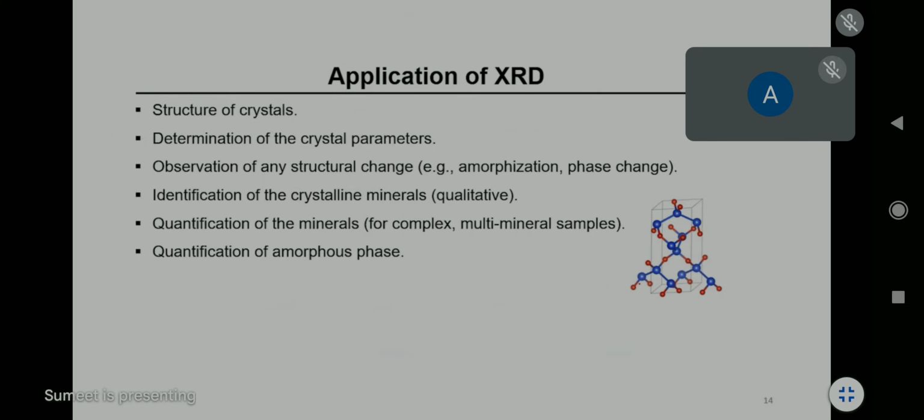So, applications of XRD. It can be used for the structure of crystals, meaning to determine what the structure of a crystal is, and in the determination of crystal parameters. For the structure of a crystal, likewise, whether it is BCC or FCC, these structures can be determined. And what are the crystal parameters? You have heard about lattice parameters like a, b, c. If we have a cubic structure, these a, b, c will be the same, and if you have a tetragonal structure, it will be different, like this.